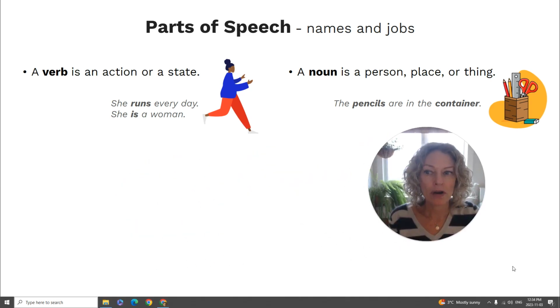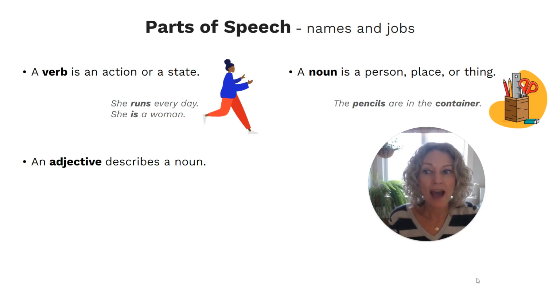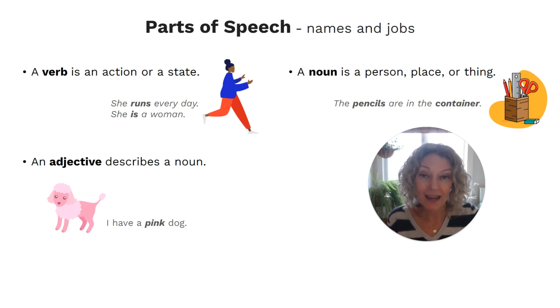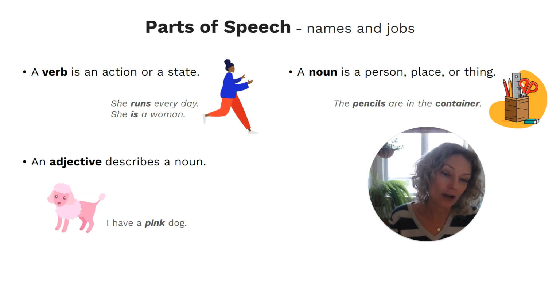Another important part of speech is the adjective, and adjectives describe nouns. We already know that a noun is a person, place, or thing. So adjectives are the words that describe those people, places, or things. If I say I have a pink dog, the word dog is a noun, it's a thing, and then the word pink describes the dog.